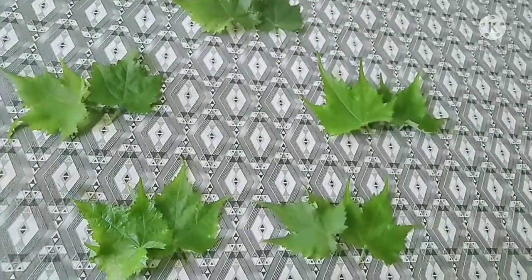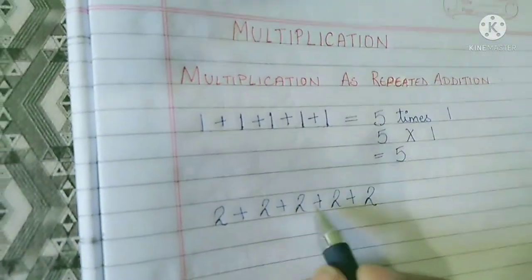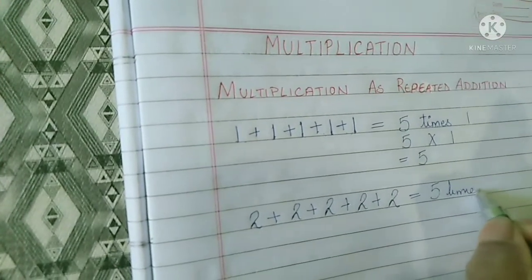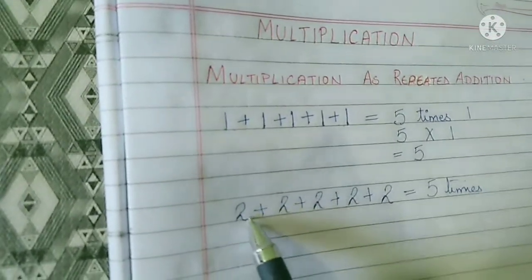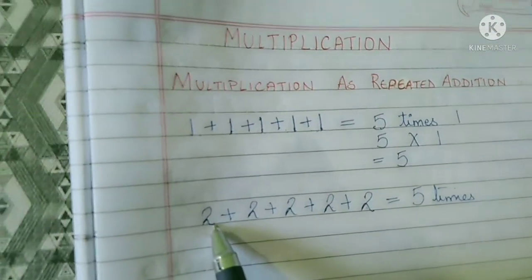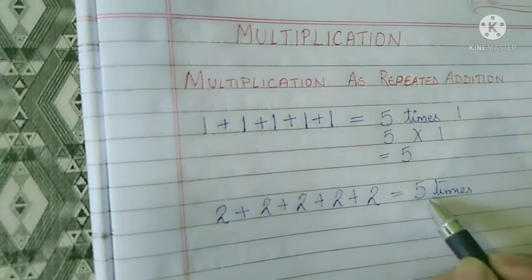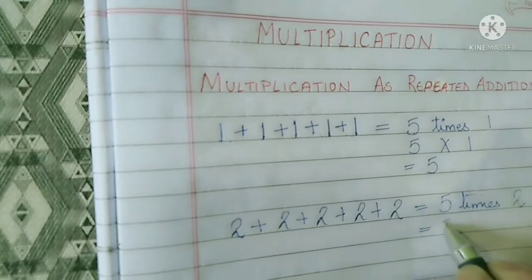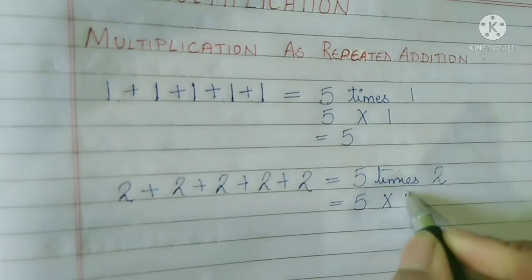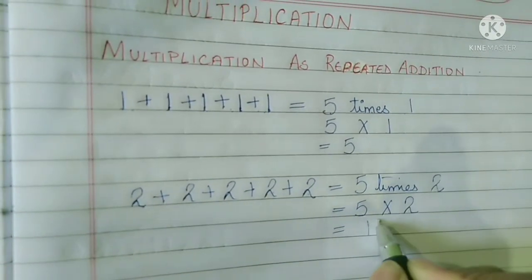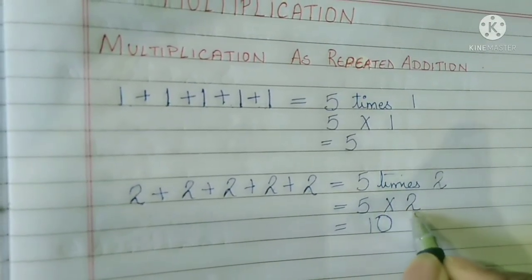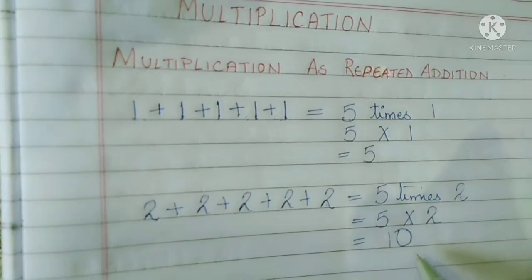Can you see here? We have 5 groups. That's why we will be writing 5 times. And which number? In one group, how many leaves were there? There were only 2. That's why we will write 5 times 2. When we put the multiplication sign, we will be writing 5 multiply 2. So 5 multiply 2 is 10. If you don't want to multiply it, if you count, still you will get 10.